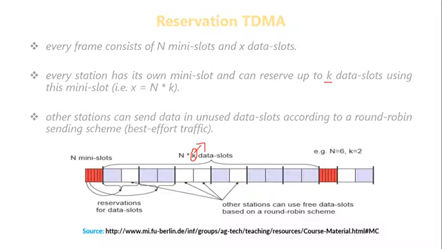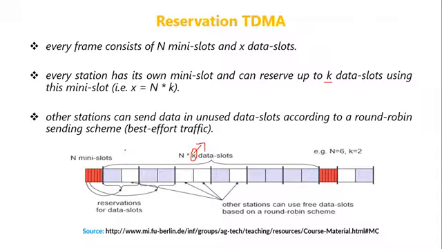So basically the working concept is, the mini slots are fixed for every user. For example, the first mini slot may be for mobile station A, the second mini slot for mobile station B, the third mini slot for mobile station C. Like that, each mini slot is fixed for a particular user.